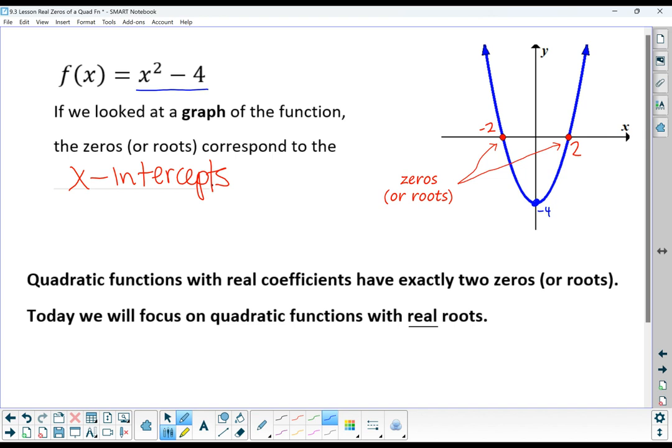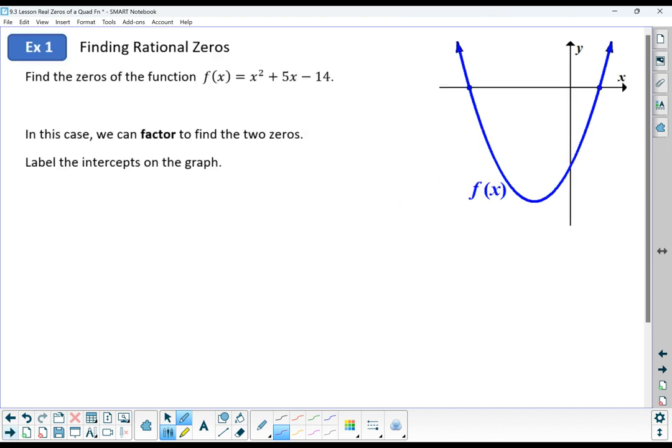Quadratic functions with real coefficients have exactly two zeros, or roots. Those two words both get used a lot, zeros and roots. For most purposes, those are interchangeable. Today we're going to focus on quadratic functions that have real roots. In lesson 5, we're going to talk more about quadratic functions with non-real roots. This lesson will focus on real roots.